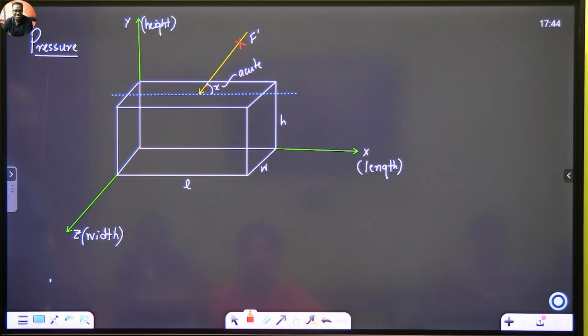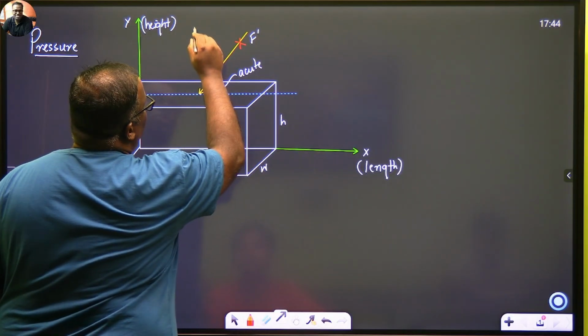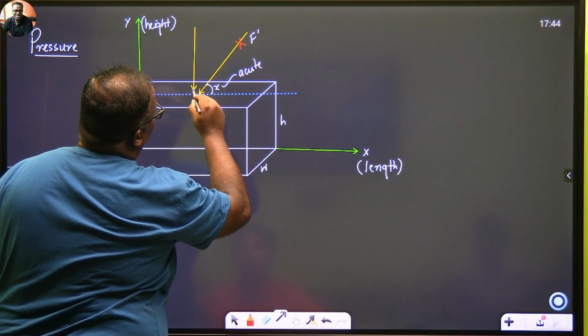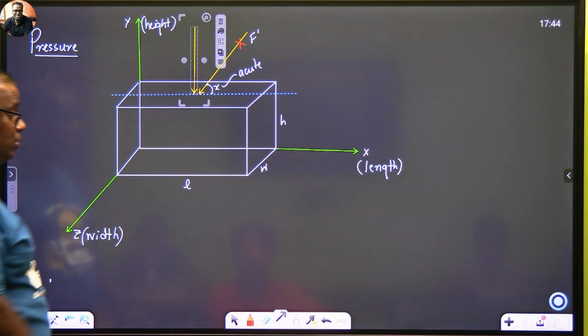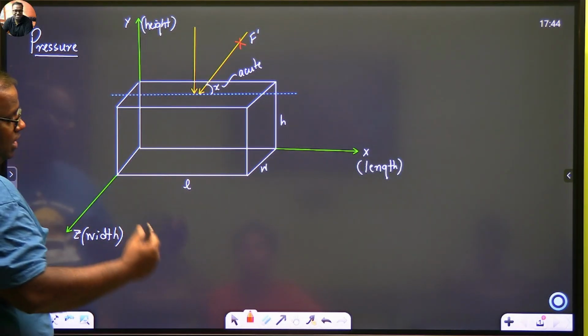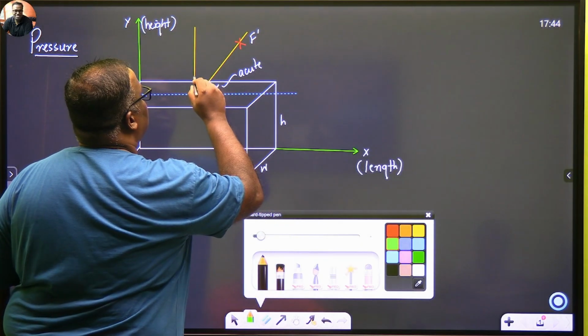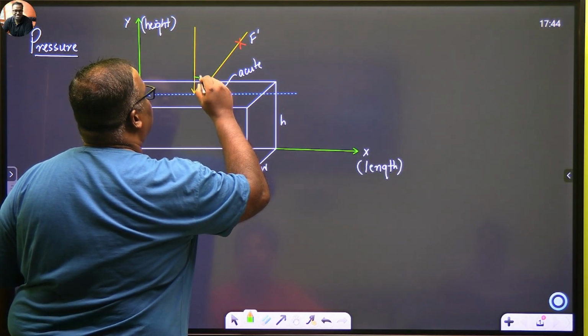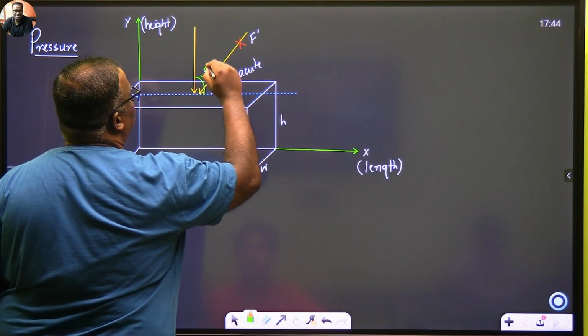Now, the first question that comes: will this force contribute to pressure? Let me put my words in a better sense. When I say pressure equals force upon area, this force is not the force that we will be considering, right? The force that we consider for pressure computation is the force that acts at 90 degrees to a surface.